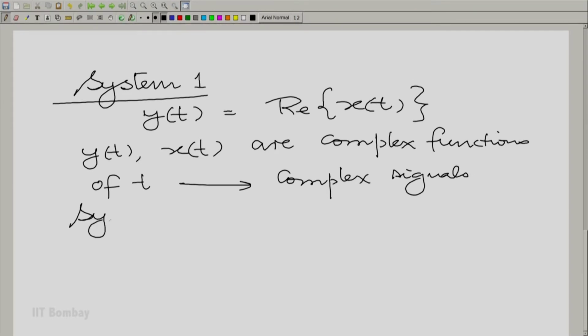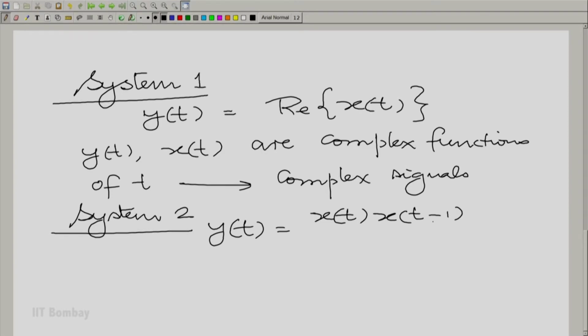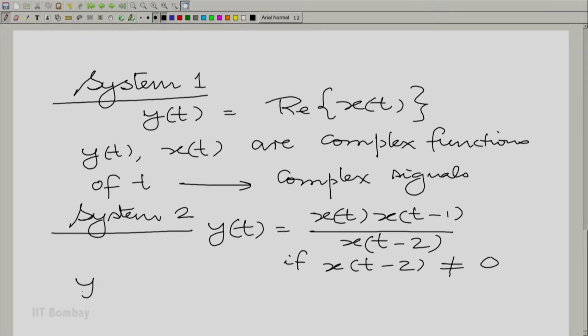And I also put down another system, system 2. Here, y of t has two descriptions depending on the past value of the input. So, it is equal to x of t times x of t minus 1 divided by x of t minus 2 if x of t minus 2 is not equal to 0, and y of t is equal to 0 if x of t minus 2 is 0.